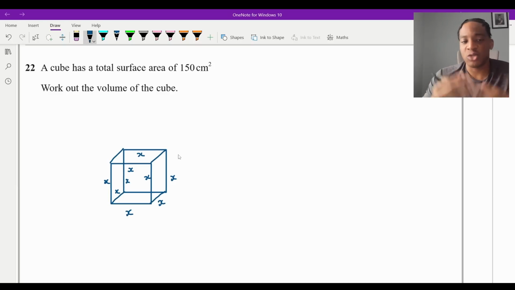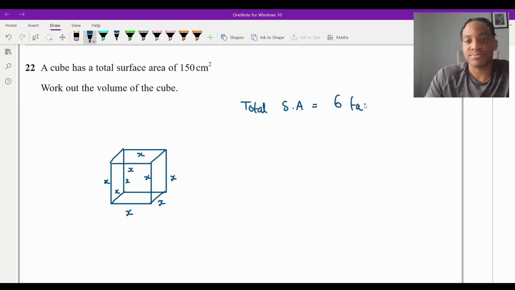Now, how many surfaces do you have here on this cube? Well, there are 6 sides, there are 6 faces. So there's going to be 6 areas that we need to calculate. So I'm going to say that the total surface area is equal to the area of the 6 faces. Now, let me just rub out these x's because it can be a bit confusing.